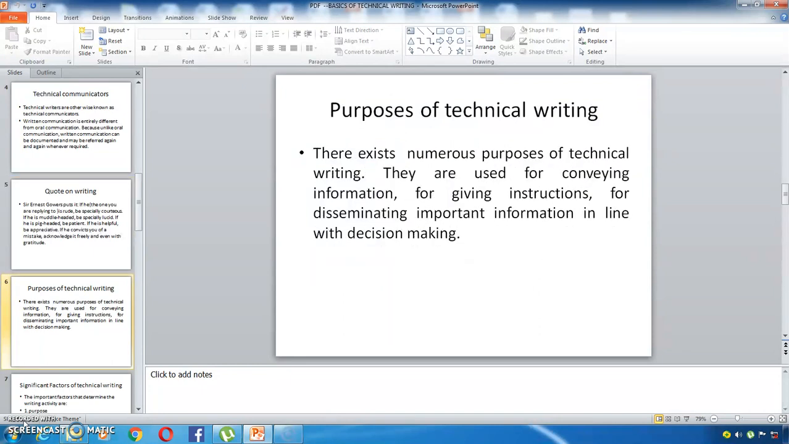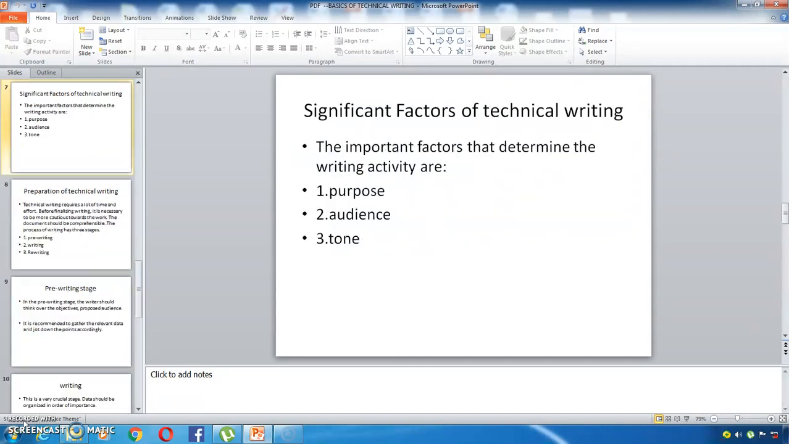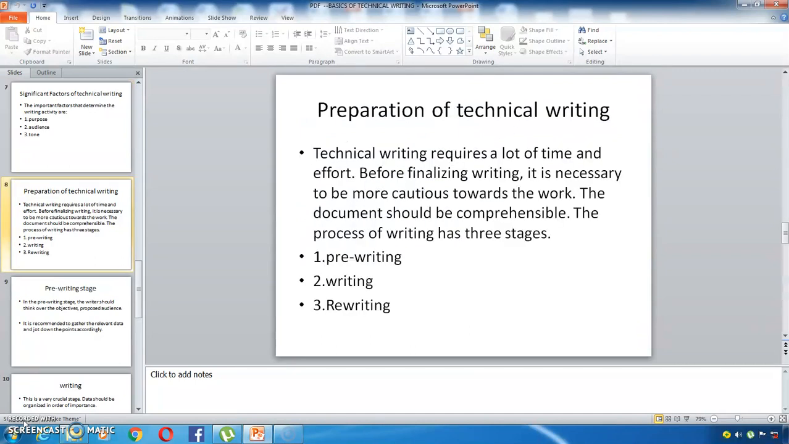So we have a variety of purposes of technical writing. You may write technical writings for giving instruction, or for disseminating important information in line with decision making. We have three main factors of technical writing: purpose, audience, and tone. While writing, we should give more importance to these things. We should know the purpose of writing the technical document, and we should know who is going to read it, and we should be careful enough to maintain the correct tone throughout the writing.